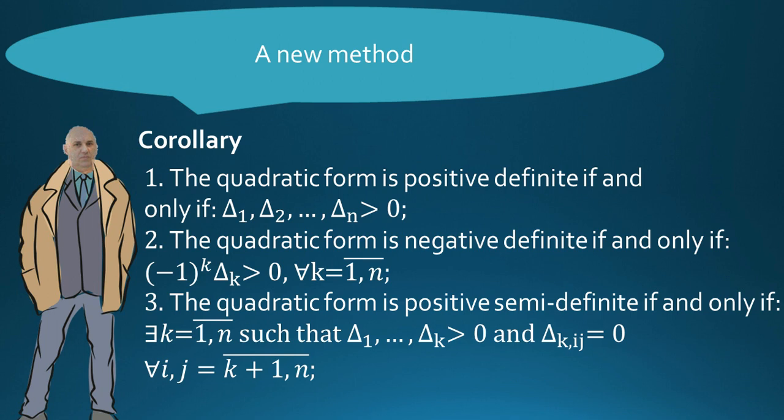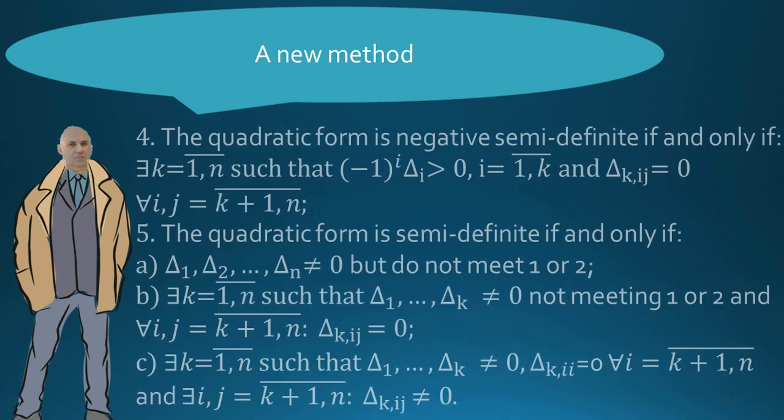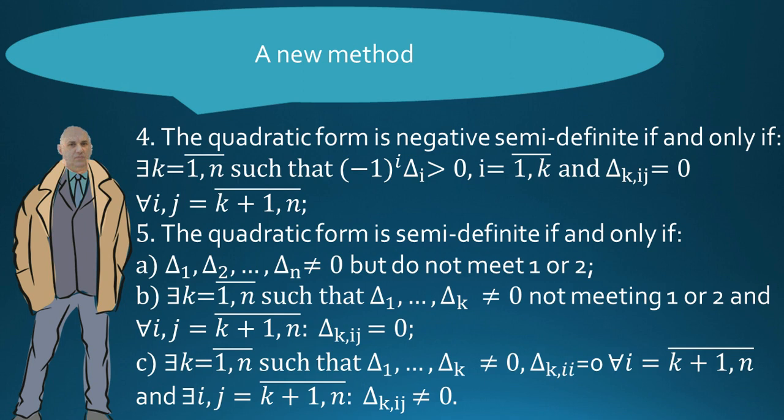Corollary. 1. The quadratic form is positive definite if and only if Delta 1, Delta 2, ..., Delta n are greater than 0. 2. The quadratic form is negative definite if and only if (-1)^k Delta k are greater than 0. 3. The quadratic form is positive semi-definite if and only if there exists k such that Delta 1, ..., Delta k are greater than 0, and Delta k,ij equals 0 for any i, j from k+1 to n. 4. The quadratic form is negative semi-definite if and only if there exists k such that (-1)^i Delta i are greater than 0, and Delta k,ij equals 0.